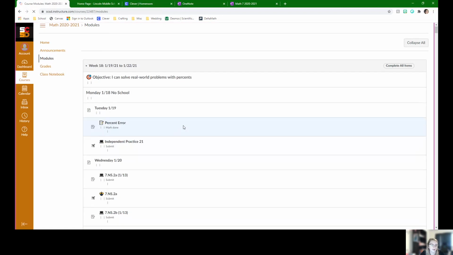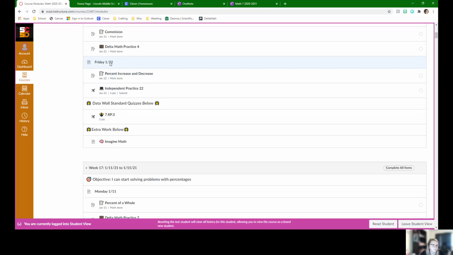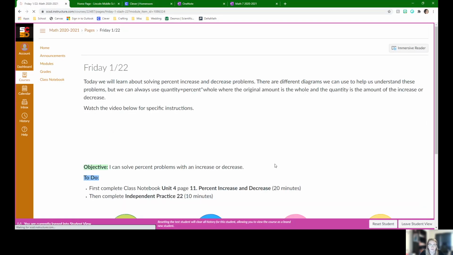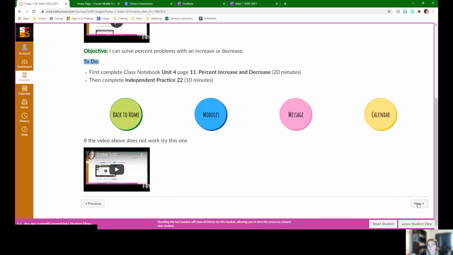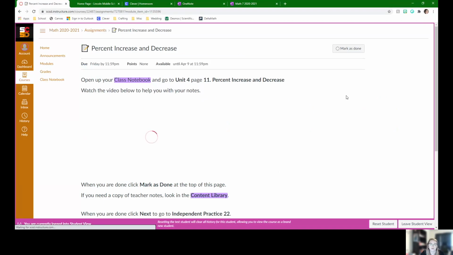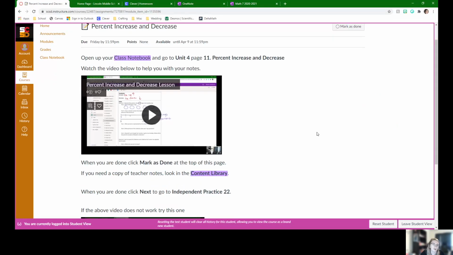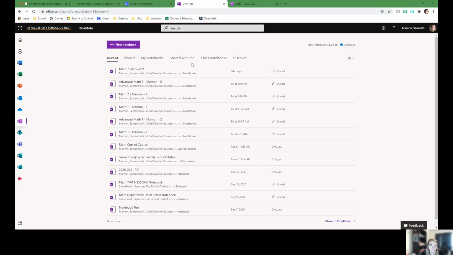So let's go back and look for Friday. So Friday, we're going to start doing percent increase and decrease, and these are going to be general situations where something went up or something went down. Next week, we're going to start looking specifically at money. So like markups, markdowns, sales tax, tip, all of that good stuff. So it's in class notebook, unit 4, page 11.